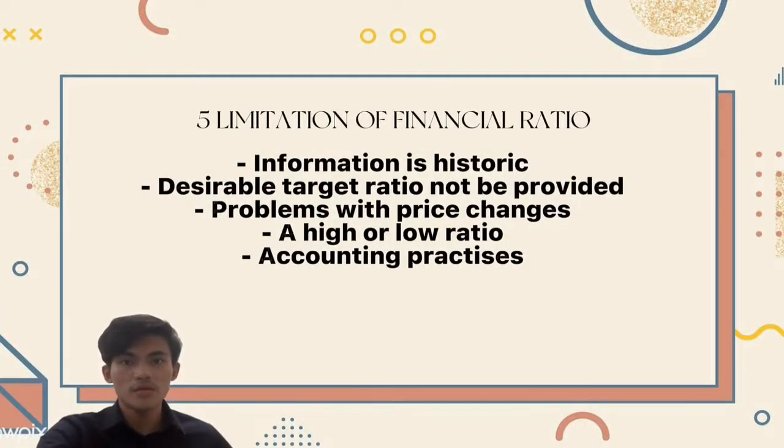5 limitations of financial ratio. The first one is the information is historical. Then a desirable target ratio may not be provided by the industry average. Next, the problem with price changes, which is inflation, can cause financial statements to be distorted. A high or low ratio does not always result in a specific decision. And the last one is accounting practices vary greatly between firms.